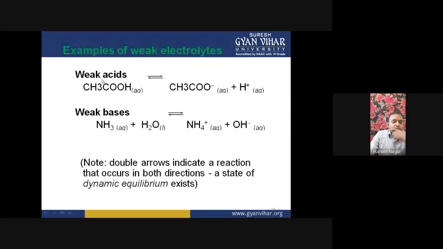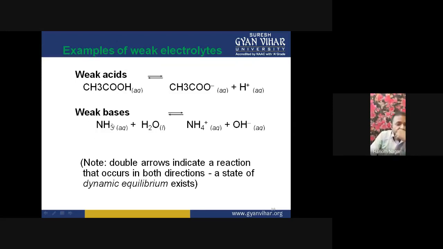Another example of weak electrolytes: the weak acid CH3COOH in the aqueous medium is dissociated into CH3COO minus and H plus ion. Okay, and the weak base NH3 plus water are ionized in the form of NH4 plus and OH minus ion.